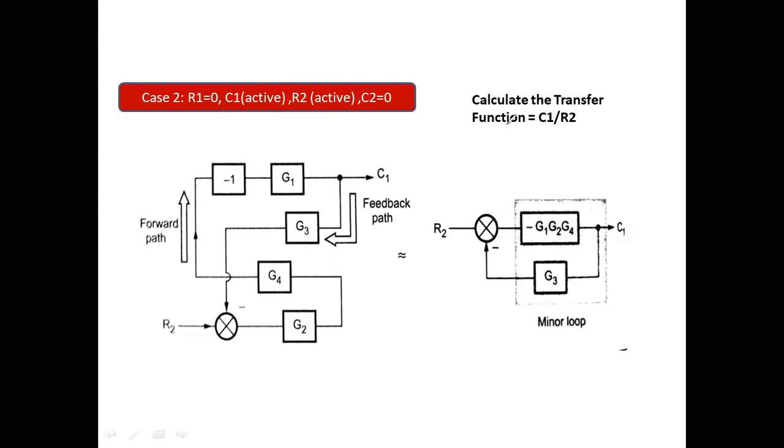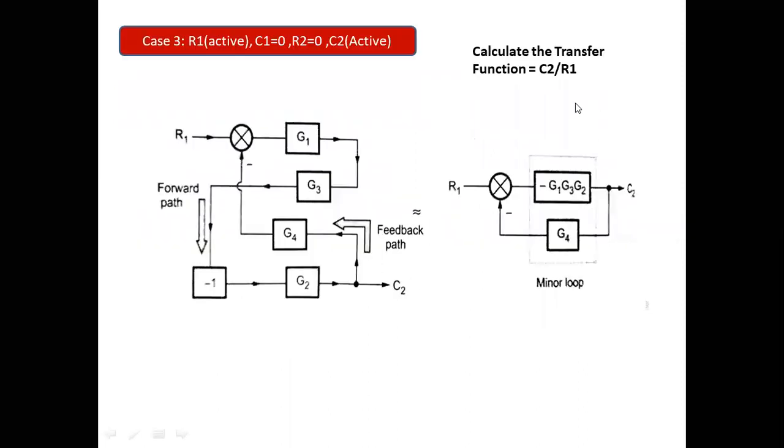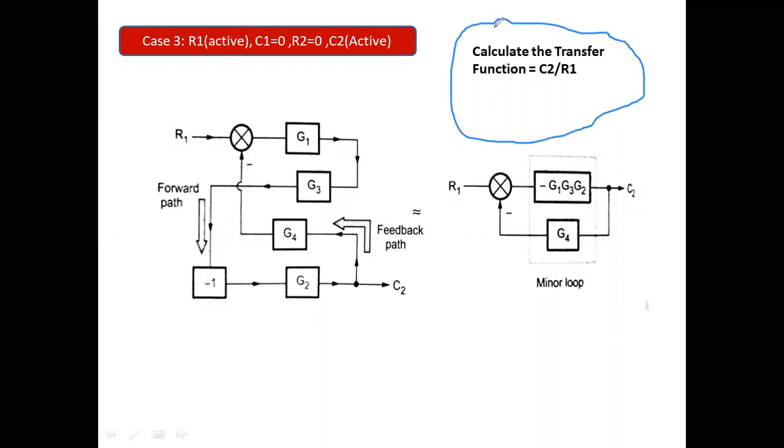Now in case 3, let's move to case 3. So in the case 3, now what actually is happening in this case 3? Again, what we have to do, we have to calculate a transfer function. Over here we have to calculate the transfer function. Now what you have to do, you have to observe what type of transfer function you are calculating. So here the output would be basically C2 and input would be R1. It means C2 would be active and R1 would be active, and other input and output would be 0. So what I did here, I just said C2 would be active and R1 would be active.